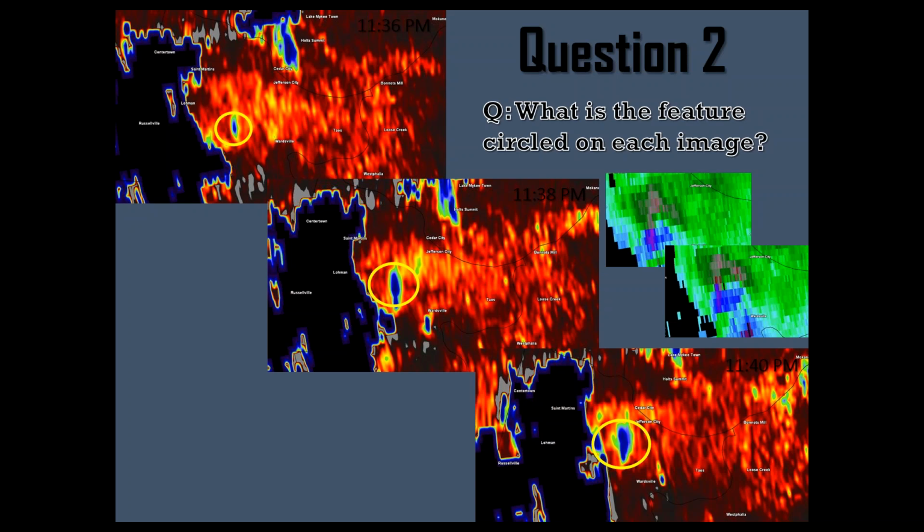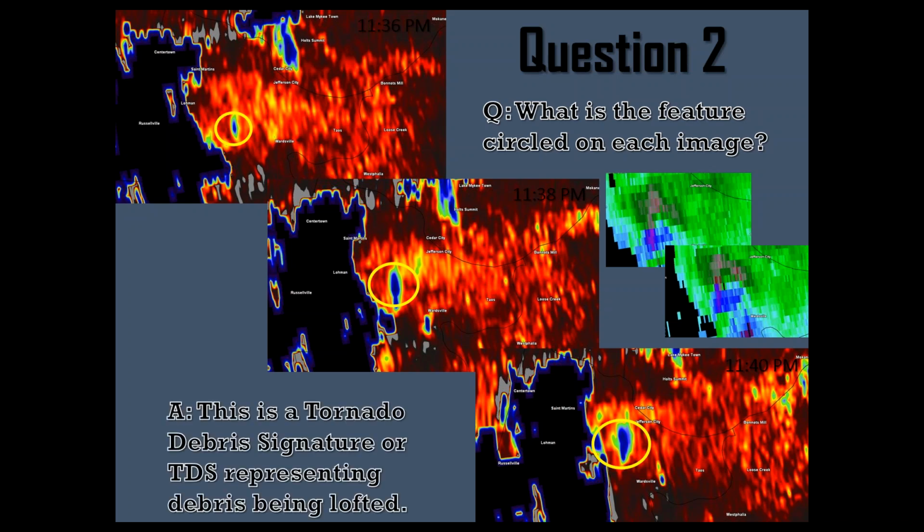That would be a TDS, wouldn't it? Correct. Yes, Franklin. Yep, that would be a TDS. So what kind of gives that away here? We're looking at correlation coefficient, and we're also looking at that compared with, on the right-hand side, velocity couplets. So you've got a tornado debris signature. You've got debris that's being lofted up into the air.